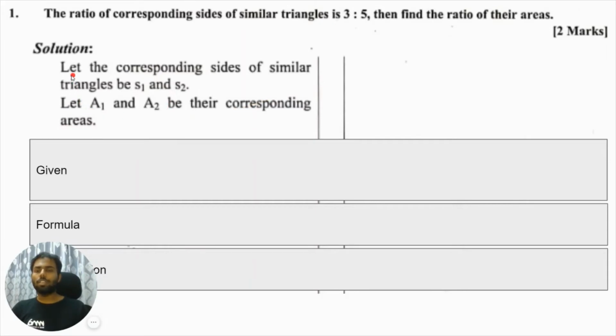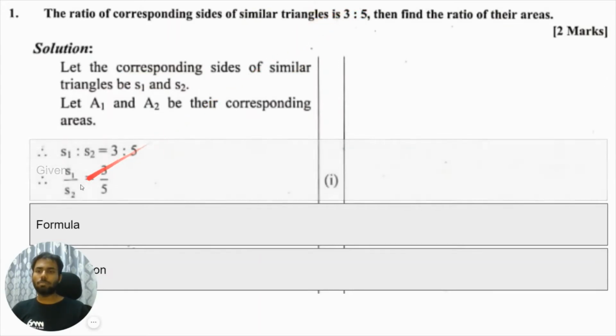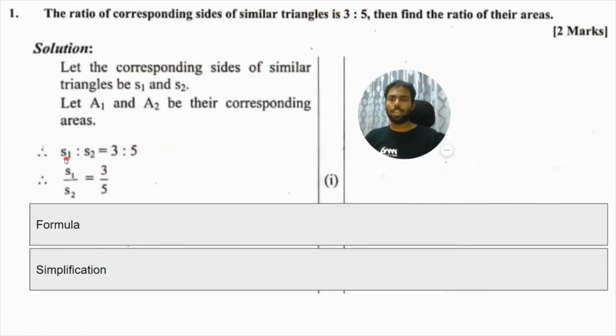So they have given the corresponding sides of the similar triangles as S1 and S2 as their name, and areas of the two triangles as A1 and A2. Then you write what is given. The ratio is given as 3:5, right? And you have taken them as S1 and S2, the corresponding sides. So S1 upon S2 will be what? S1 upon S2 will be 3/5, isn't it? So given me, you will first write S1 is to S2 is equal to 3:5.